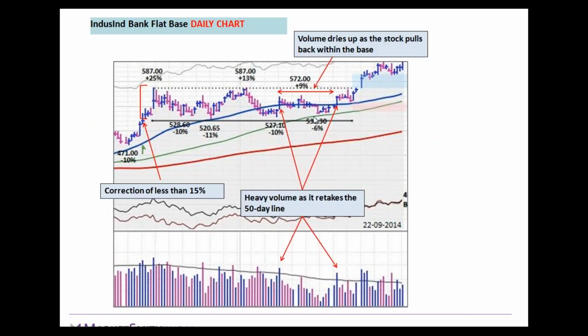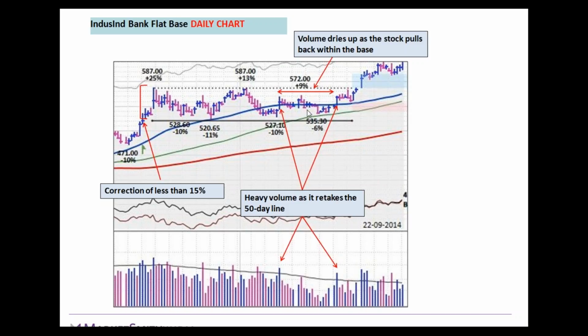So here is a little bit more detailed view. This is a daily chart example of that. So here's your correction. This correction is not that high. Again, less than 50%. So it keeps making peaks and it keeps pulling back throughout this flat base pattern.